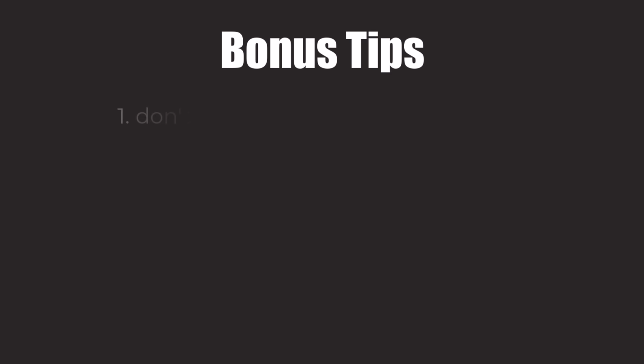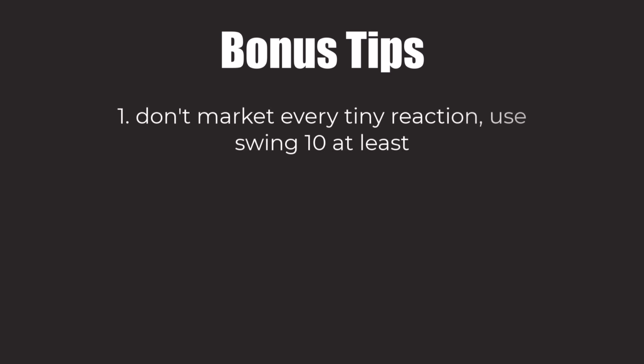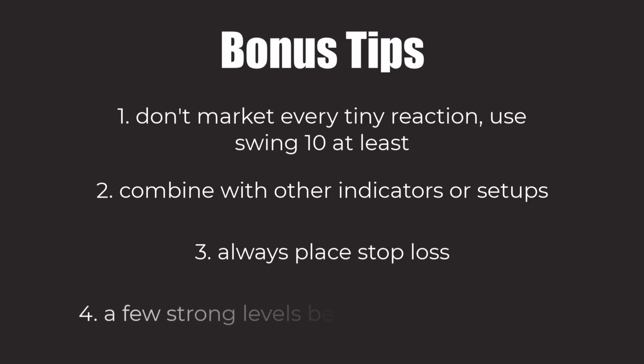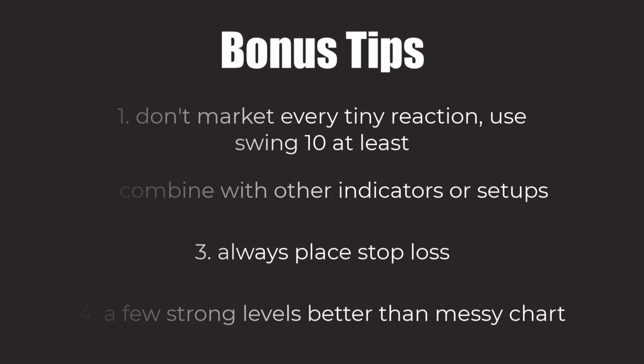Now let's talk about a few tips to trade S and R like a pro. First, don't mark every tiny reaction, focus on the major levels. Second, combine support and resistance with volume, RSI, or MAs for stronger signals. Third, always place stops just beyond the level to avoid noise. And fourth, simplicity wins. Strong levels are better than a messy chart.